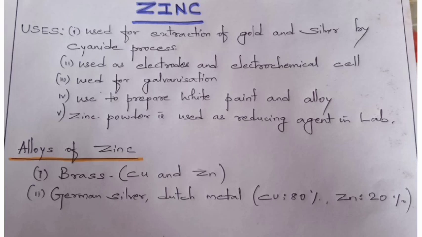Important alloys of zinc are brass, which is composed of copper and zinc. Another alloy of zinc is German silver or Dutch metal, which is composed of copper 80% and zinc 20%.